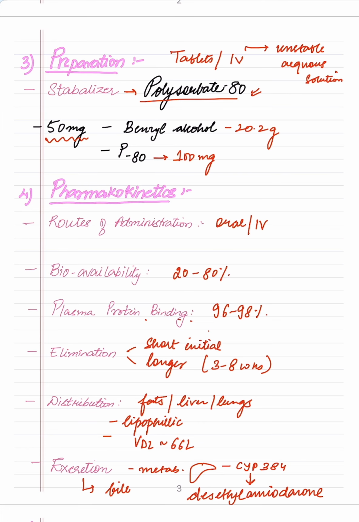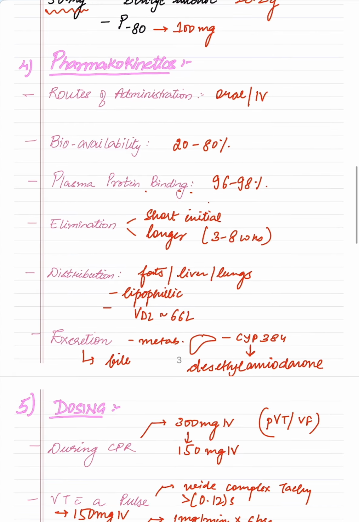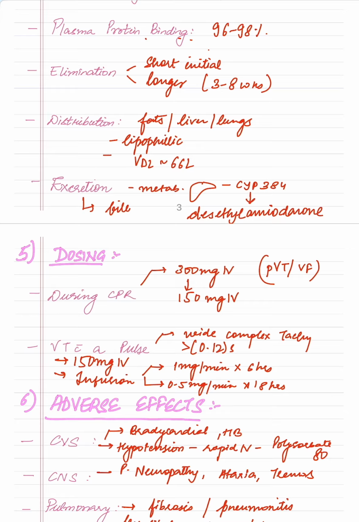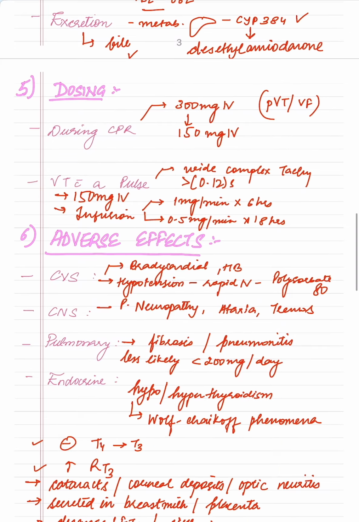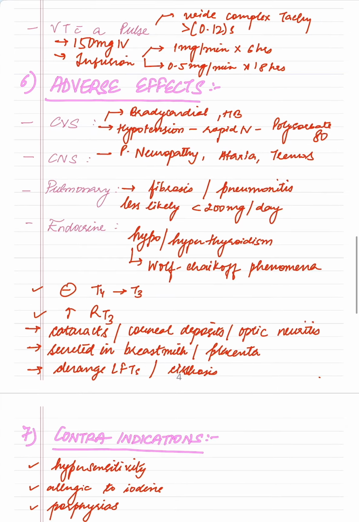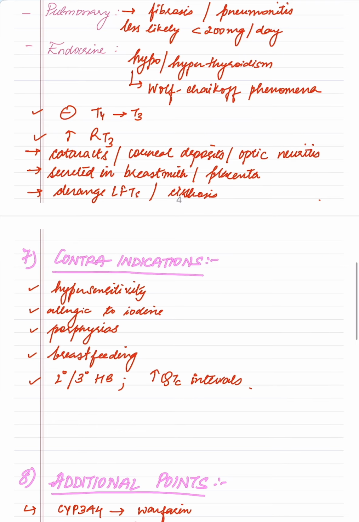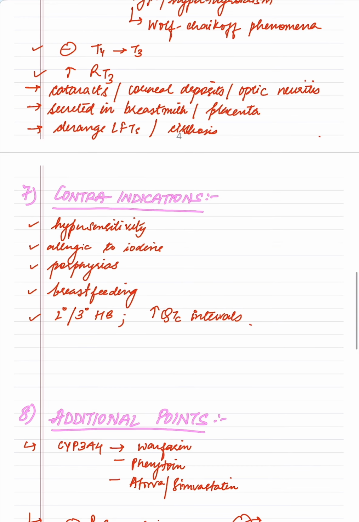Next, the preparation. There is polysorbate 80, which acts as the stabilizer, given orally or IV, highly plasma protein bound, highly lipophilic, a large volume of distribution, metabolized in the liver and excreted via bile, and also a very long elimination half-life. Dosing, you already know. Adverse effects may cause bradycardia, hypotension on rapid IV injection, neuropathy, ataxia, tremors, hyperthyroidism in patients, pulmonary fibrosis, pneumonitis, cataracts, deranged LFTs. Contraindicated in patients allergic to iodine, having porphyrias or who are hypersensitive.